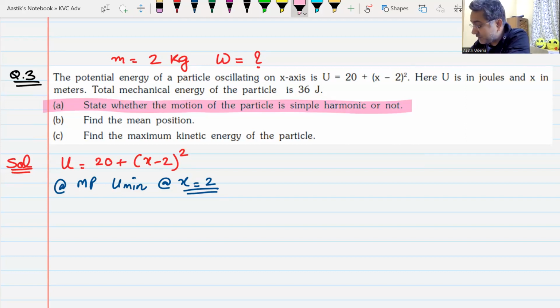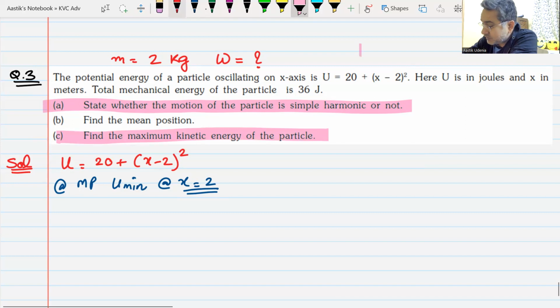Find out the mean position. I found out the mean position. Find out the maximum kinetic energy is the next question. So you can find out the maximum kinetic energy. How do you find out the maximum kinetic energy?